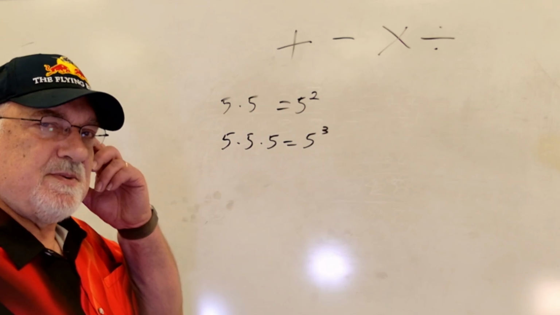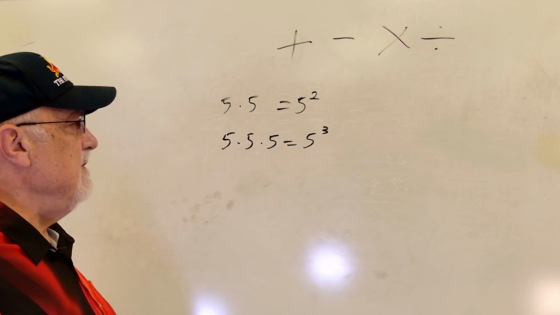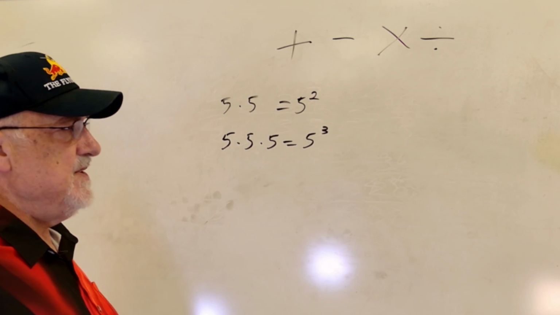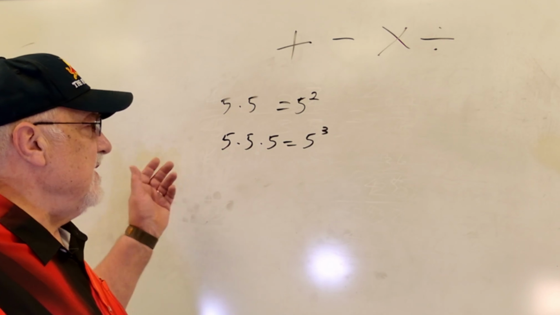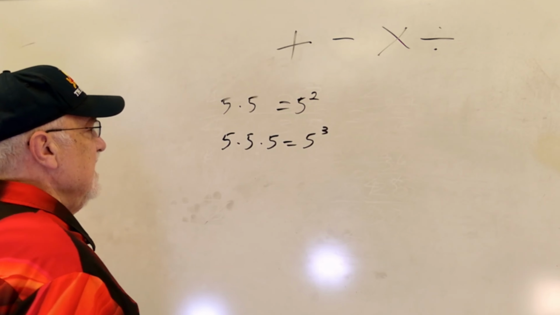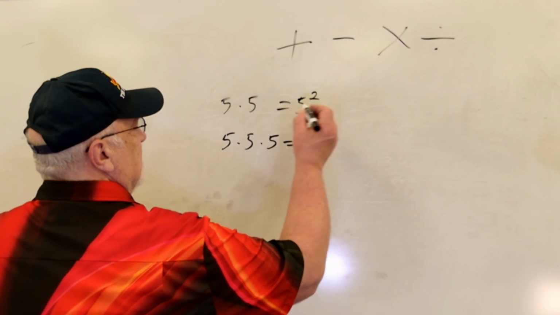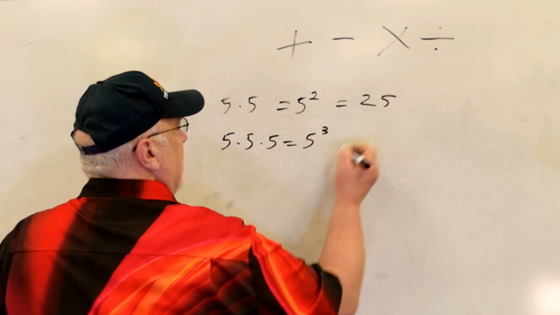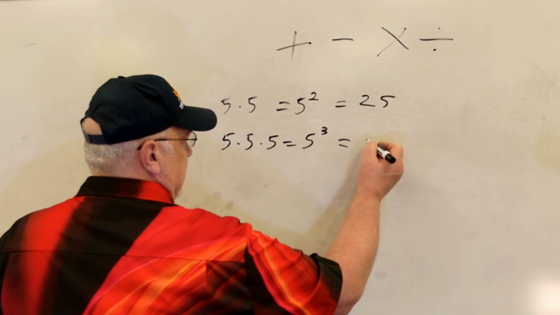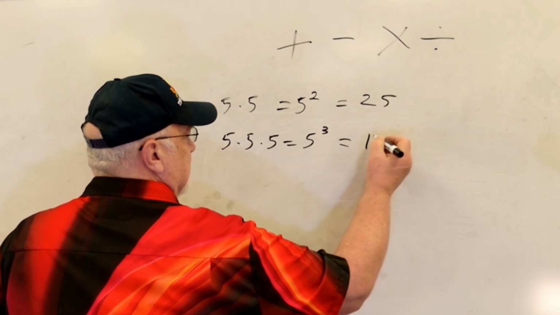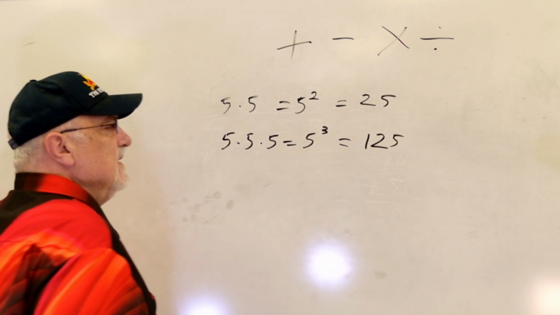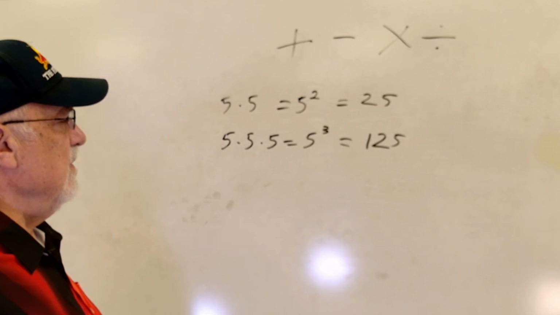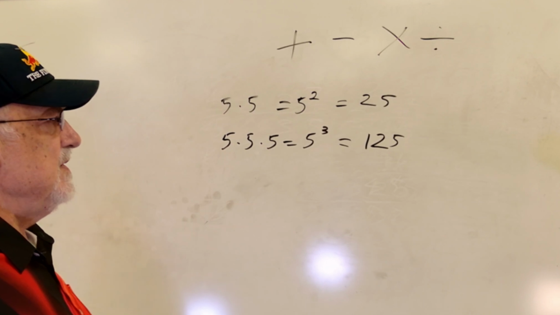That's how the exponents work, and that's what they're for, to tell you how many of something there is. It's just a way to write it down without having to write down 3 5s. So 5 times 5 is equal to 25, and 5 cubed is equal to 25 times 5, which is 125. And that gives you how that works. Well, that is the way that the exponents work.